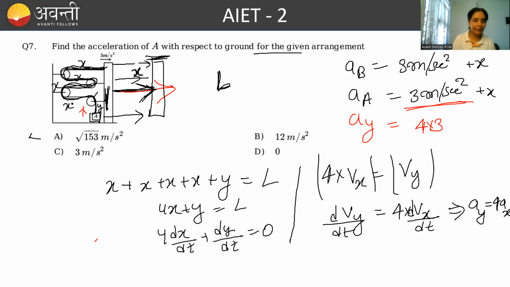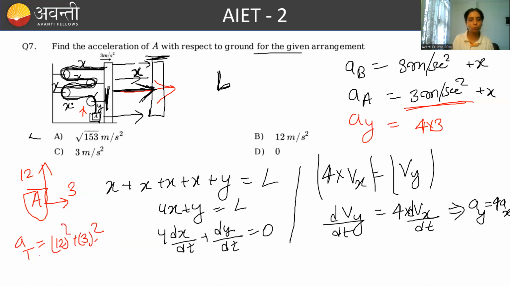So this block A has acceleration in 2 directions. In this direction, it has acceleration of 3. And in this direction, it has acceleration of 12. So total acceleration will be how much? Root over 12 squared plus 3 squared, right? So this is going to be 144 plus 9, and this is going to be root over 153. So the correct answer will be A.